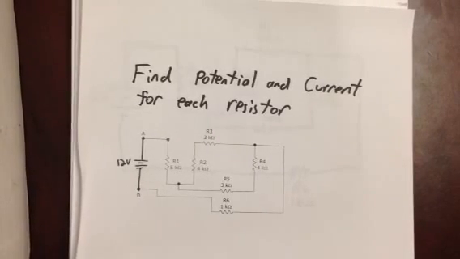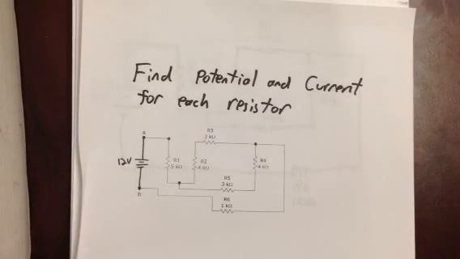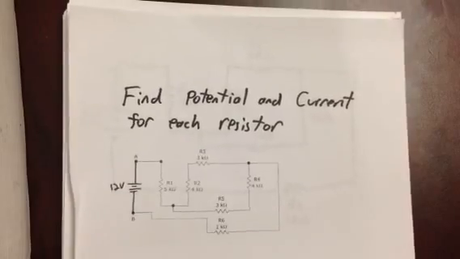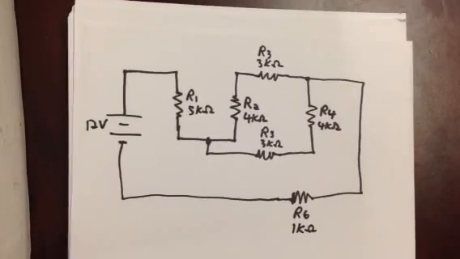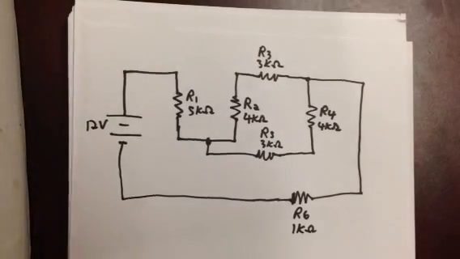We're going to find the potential and the current for each resistor in this circuit. I've redrawn the circuit here so that you can see it more clearly. Perhaps you want to pause it and copy it down quickly here.